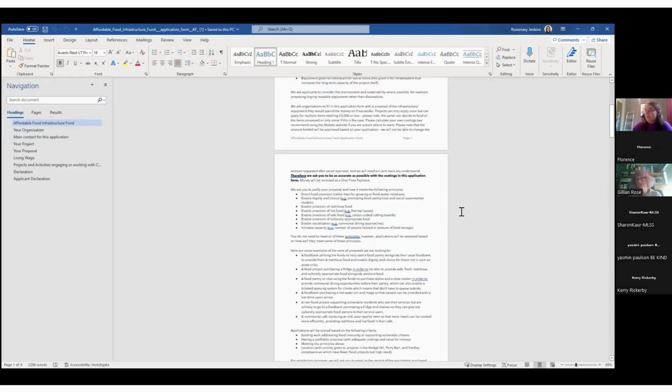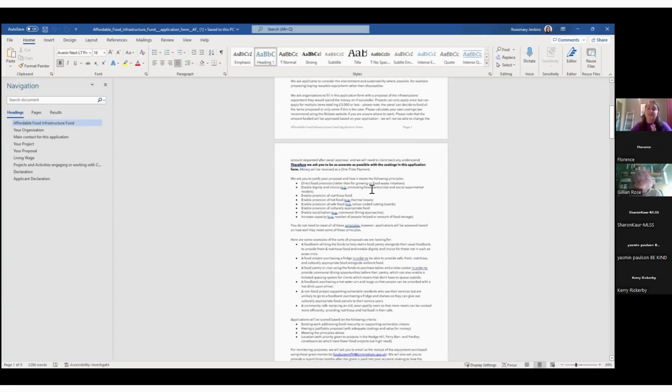So we do ask applicants to consider the environment and sustainability where possible. So, for example, buying reusable equipment rather than disposables, because that's one of the key pillars of the Birmingham Food System Strategy, and we want to be trying to ensure these solutions are as sustainable as possible.